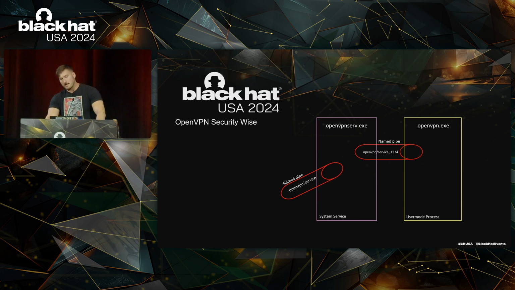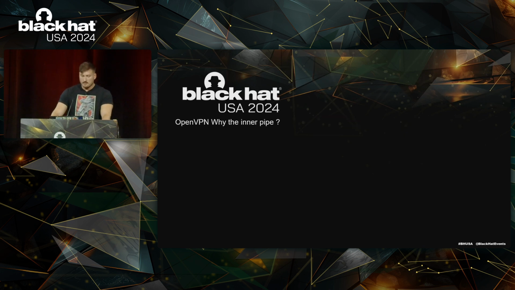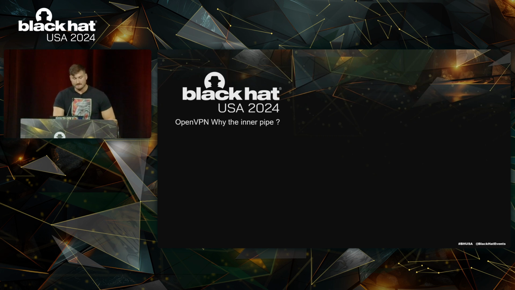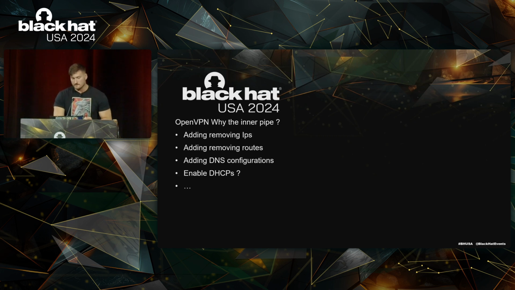Now, after that, we'll have something like that. We'll have the OpenVPN service exe system service, which has two named pipes. First is the OpenVPN service, the outer named pipe, and then we have the OpenVPNX, which is the spawned process, and it has the inner named pipe, for instance, here by the name service 1234. Now, why do we need this inner pipe? Because the OpenVPN process that runs, runs in lower integrity levels, and so if it wants to do some elevated logic, for instance, adding IPs, removing IPs, changing DNS configurations, you need to request it from the system service.